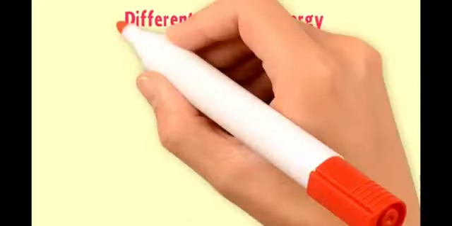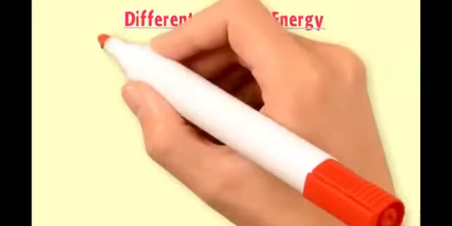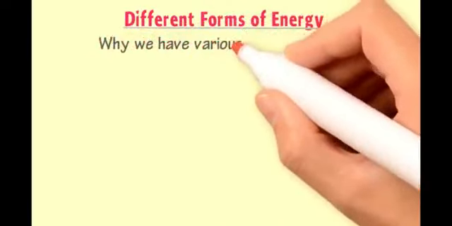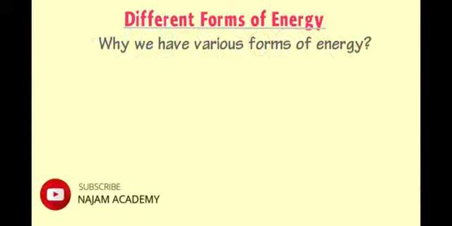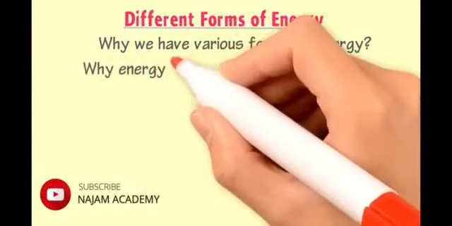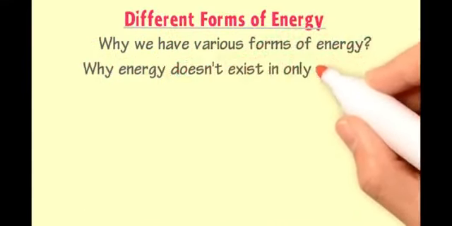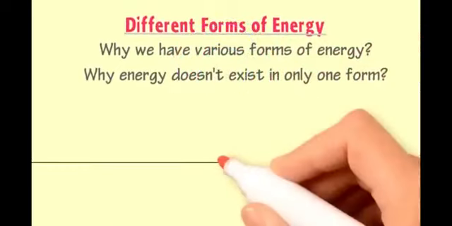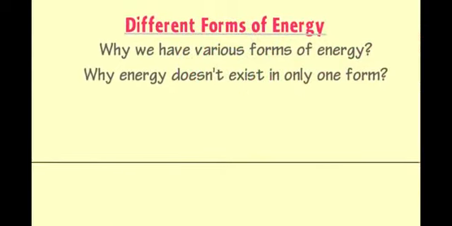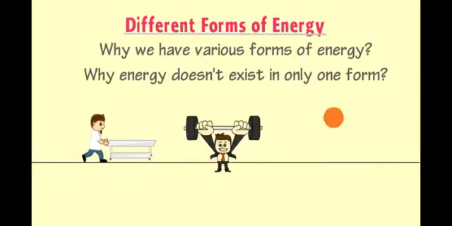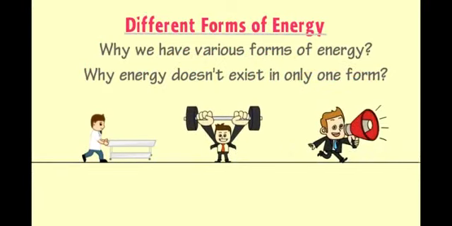As we know, we have different forms of energy. One can ask why we have several forms of energy, or why energy doesn't exist in only one form. Well, the answer is very simple. We do different works, or different bodies perform different sorts of work.